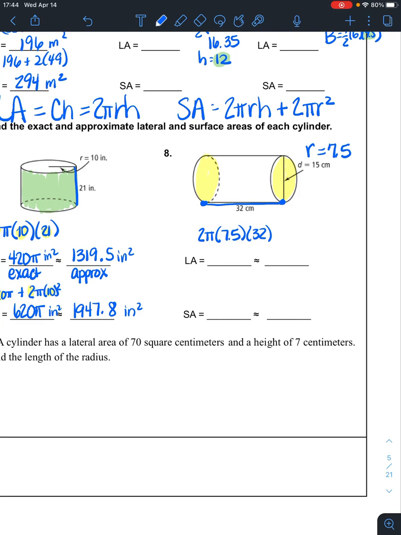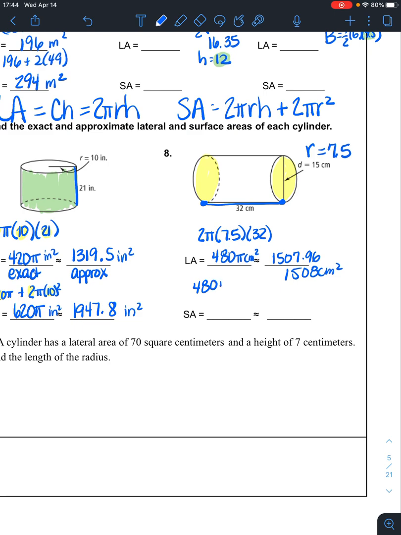So we do 2 times 7.5 times 32, and we get 480. So that would be 480 pi centimeters squared, or 480 times pi is 1,507.96, or that would be 1,508 centimeters squared, approximately.